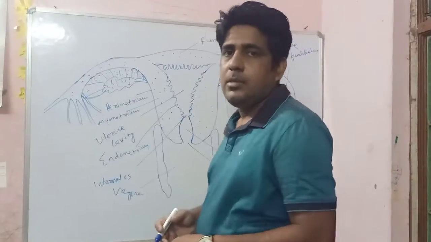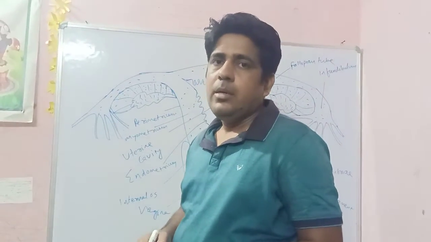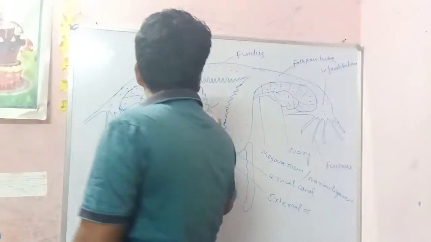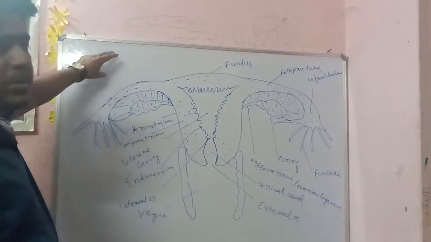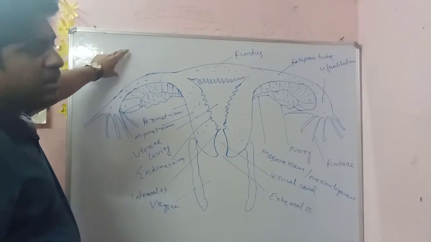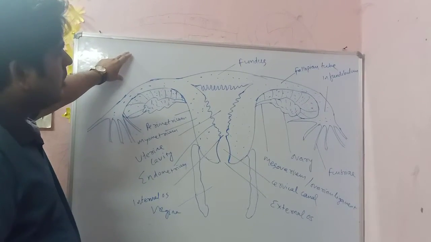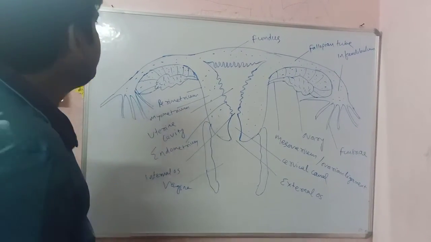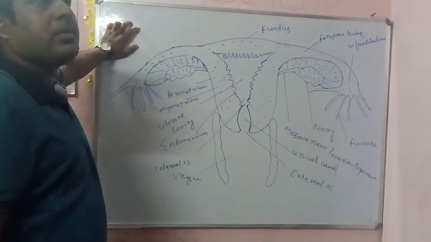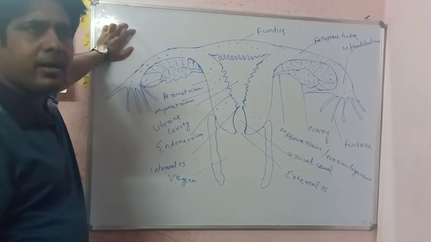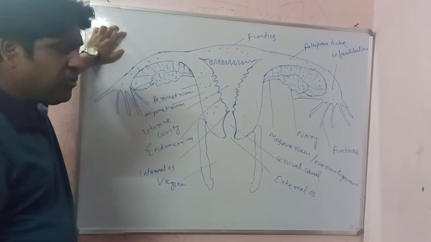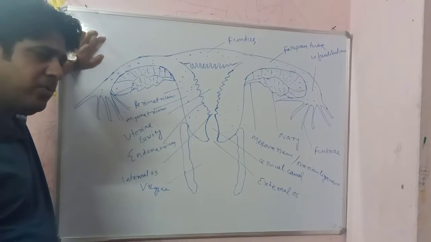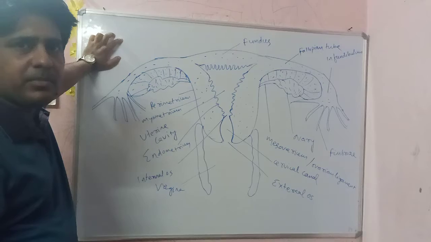Hello students, today we will study about the human female reproductive system. This is the diagram of the female reproductive system. Actually, the female reproductive system originates from the embryonic Mullerian duct. The Mullerian duct is the pro-embryonic duct that produces the system, like the Wolffian duct that produces the male reproductive system.